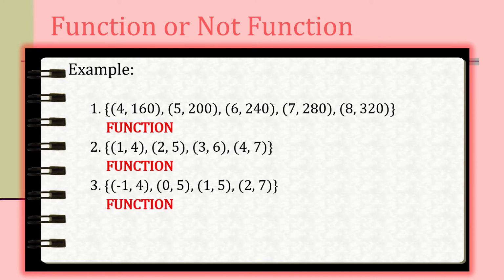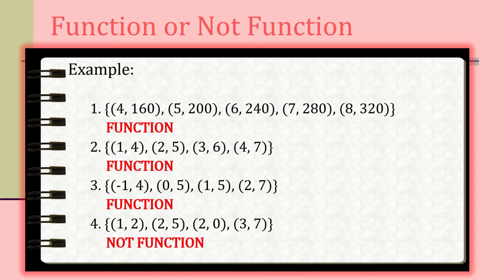For example number 4, we have the relation with set of ordered pairs (1, 2), (2, 5), (2, 0), and (3, 7). For this relation, since the domain element 2 is assigned to two different values in the range, 5 and 0, it is not a function. For it to be a function, we cannot have one value for x with two different values for y. So this one is not a function.